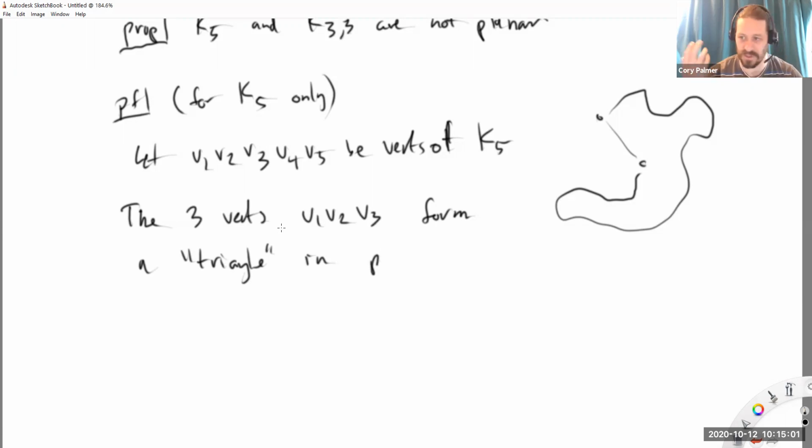How are we actually doing this proof? This proof is by contradiction. Let's suppose we have a planar embedding of G, well, of K5. So say we've drawn K5 in the plane without crossings, and we're going to get a crossing here. So these 3 vertices form a triangle.